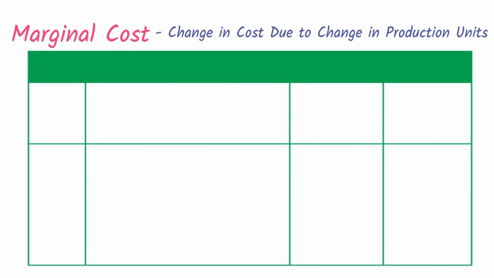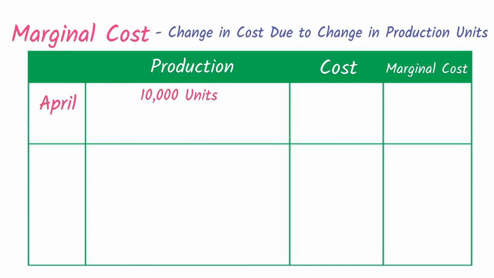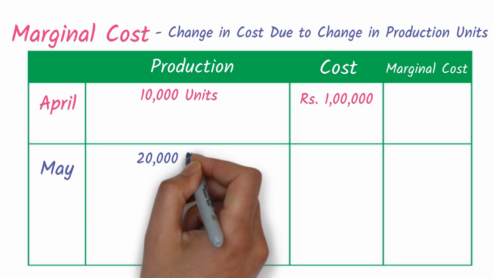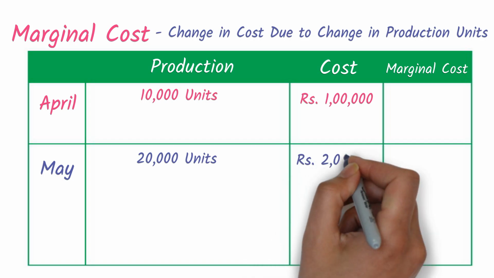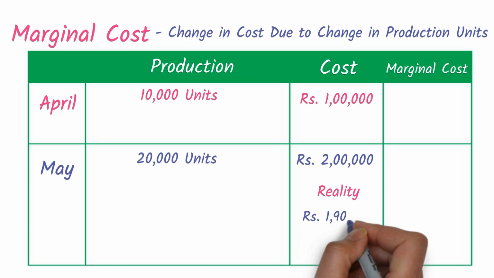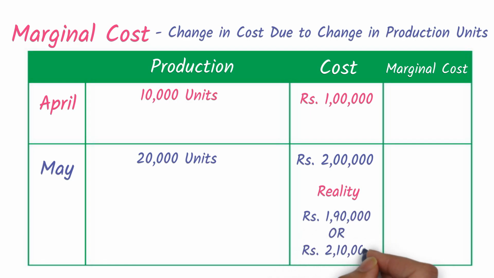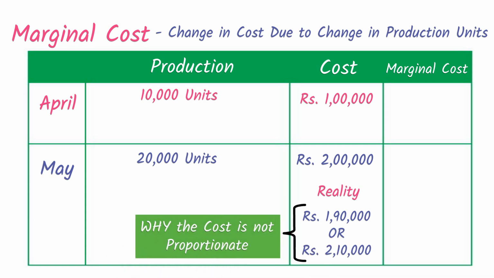Say for example, for the month of April, you produce 10,000 units and you incur a cost of rupees 1 lakh. In the month of May, you decide to double your production to 20,000 units and you expect the cost to be doubled, that is rupees 2 lakhs. But the reality is the actual cost may be rupees 1 lakh 90,000 or rupees 2 lakh 10,000. Why is the cost not proportionate with the number of units produced? Let us break down the cost aspects.